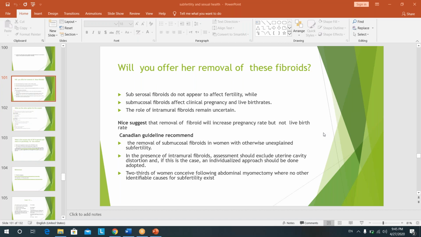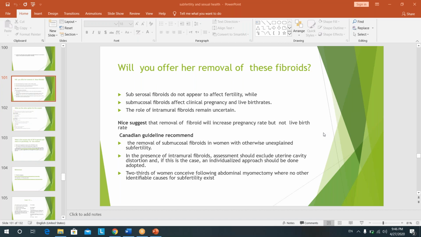If the patient asks about the option of removal of the fibroid, yes, we can counsel her according to the site of the fibroid. If it was a submucosal fibroid, the research said that it may increase your chance after removal of the fibroid. If it was intramural and the cavity is distorted, the research also said that your chance will increase after removal.